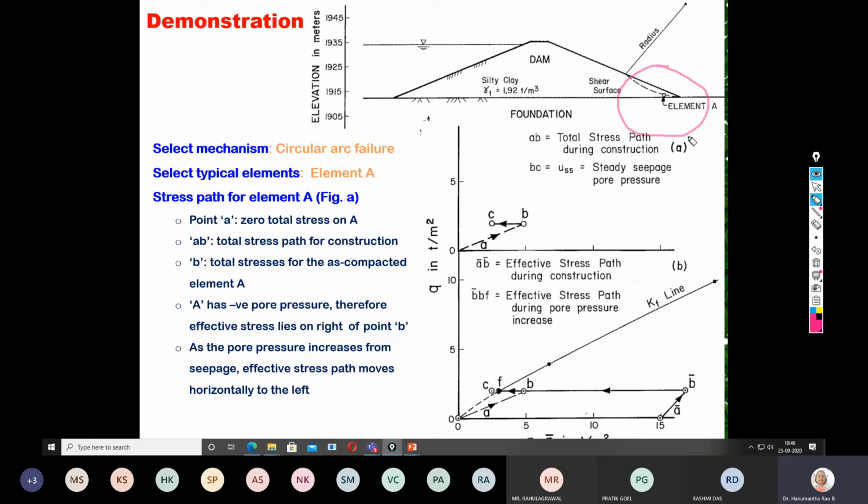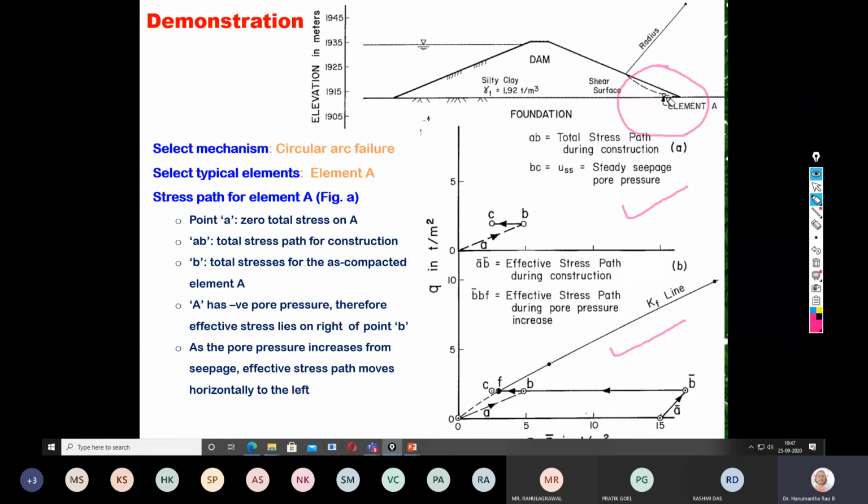Okay, to understand how the stresses are increasing or decreasing when there is no seepage or when there is seepage, try to consider a small element A. During the construction of an earth dam, this diagram A is valid, and diagram B is valid during the seepage condition. During the construction, initially there was no stress on element A on the ground surface, that is, sigma 1 and sigma 3 are both 0. So it starts from the origin.